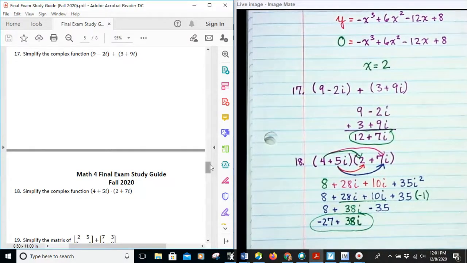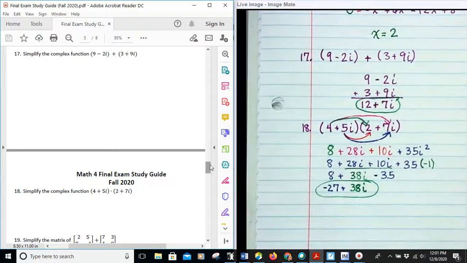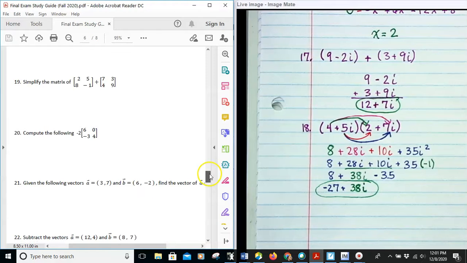Simple, easy, not hard. We got this. Woo! Mr. Hall, we got this. We got this, Mr. Hall. We know what we're doing. We know what we are doing.